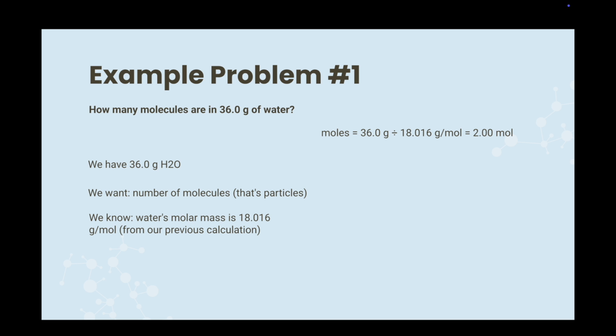Now, does this make sense? We had 36 grams of water, and 1 mole weighs about 18 grams, so we should have about 2 moles. Perfect. Now, we need to convert moles to molecules. So molecules equals moles times 6.022 times 10 to the power 23. Therefore, molecules equals 2 moles times 6.022 times 10 to the power 23, which gives us 1.20 times 10 to the power 24 molecules.